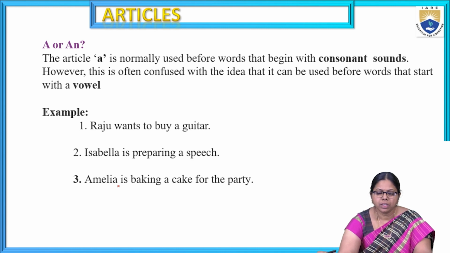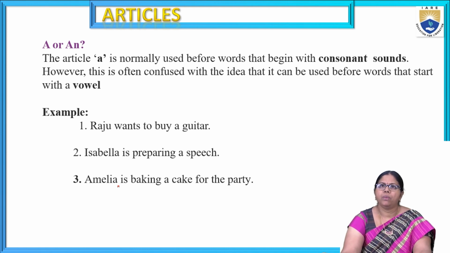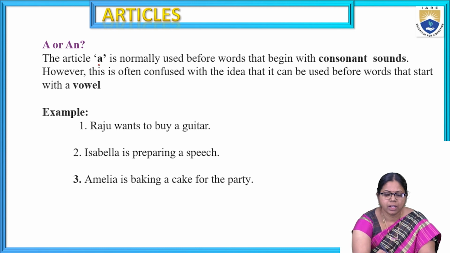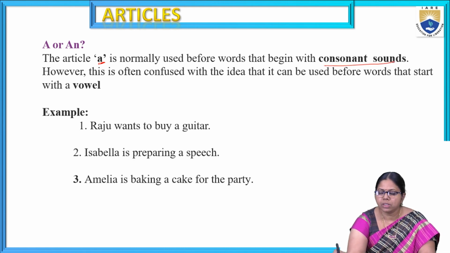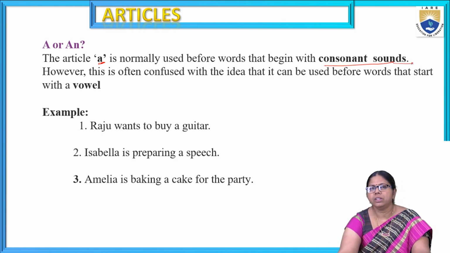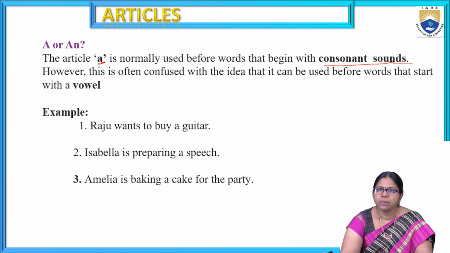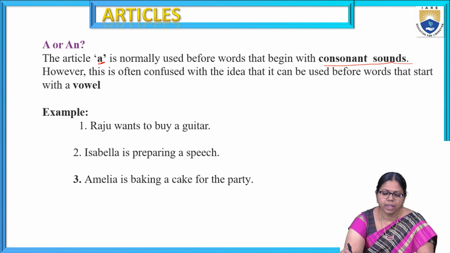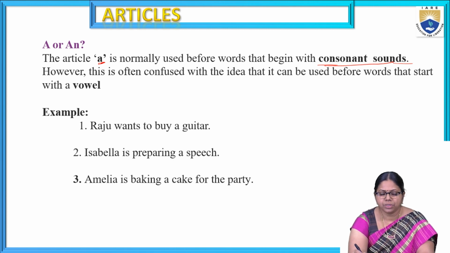However, here also there is often confusion with the idea that it can be used before the words that start with a vowel. Actually, the article A we use before the words which start with a consonant sound. As we discussed earlier in the case of an, an is used before words which start with vowel sounds, and A is used before words which start with a consonant sound.